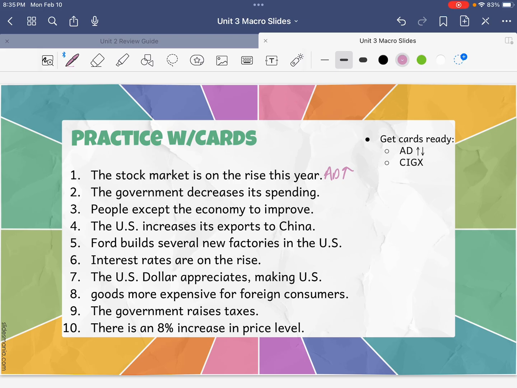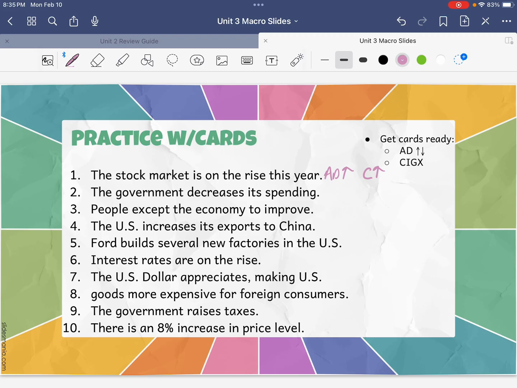So don't think investment spending. You see the word stock and you're like, oh, investment. In AP Macro, investment means businesses buying capital goods. Okay? This is actually consumer spending. Consumer spending has increased because people made money in the stock market and they're going to go spend that money. Okay. All right.